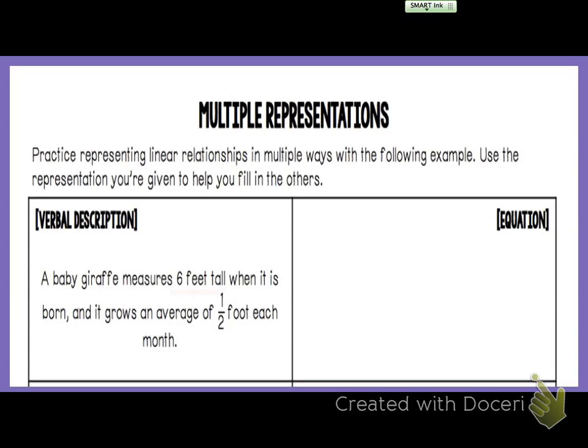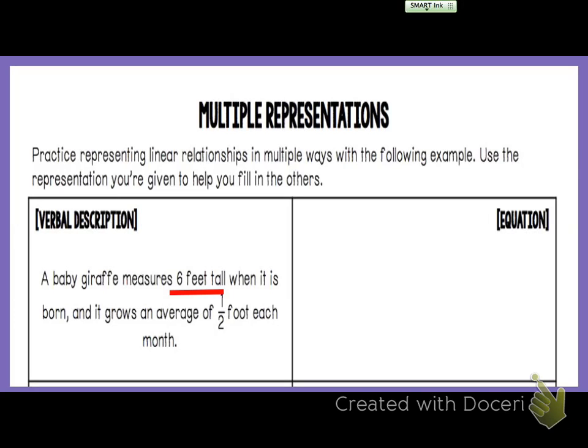Okay, in this video we're looking at multiple representations, which basically means that we're going to look at a contextual description, which is your verbal description, an equation, a table, and a graph. And they're all going to state the same thing. So we're going to practice representing linear relationships in multiple ways in the following example and use the representation you're given to help you fill in the others.